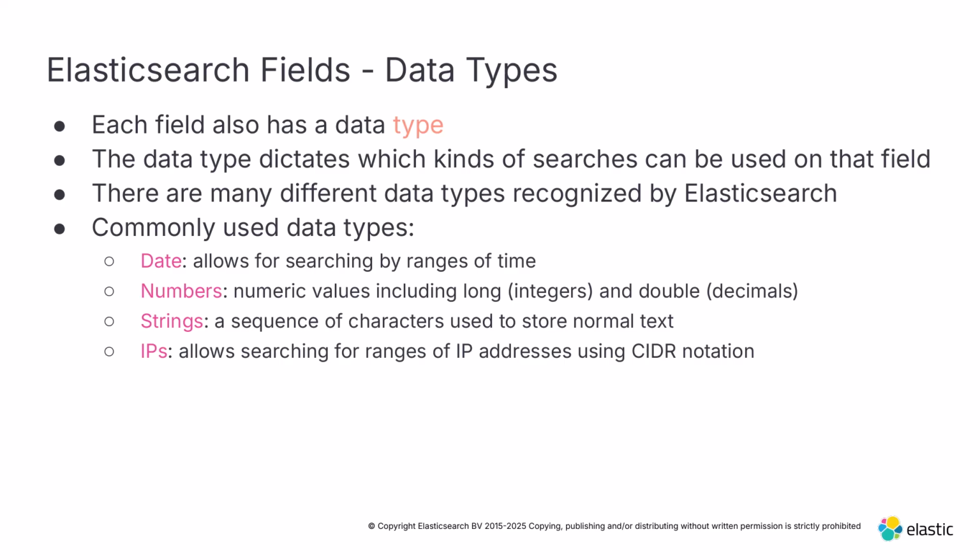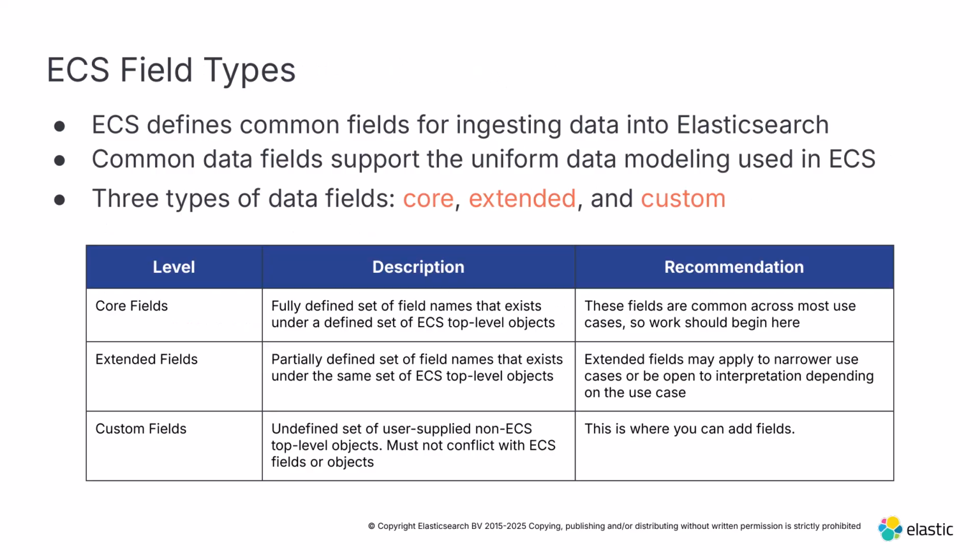To be ECS compliant, you need to conform to both the field name and the data type. Elastic Common Schema is designed by defining a common set of document fields for data ingested into Elasticsearch. Here you can see that there are 3 types of data field levels. We've got core, extended, and custom. Core fields are your commonly used fields across different data sources. An example of those would be your source and destination IPs and ports.